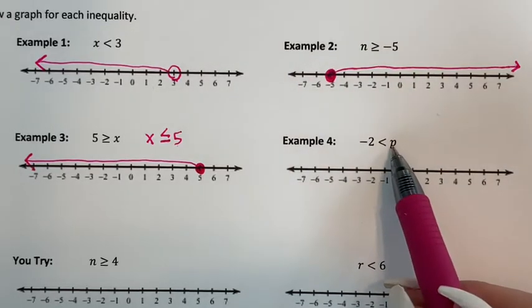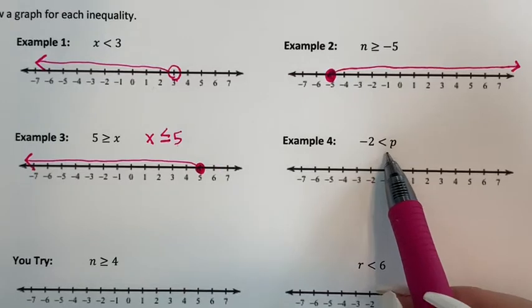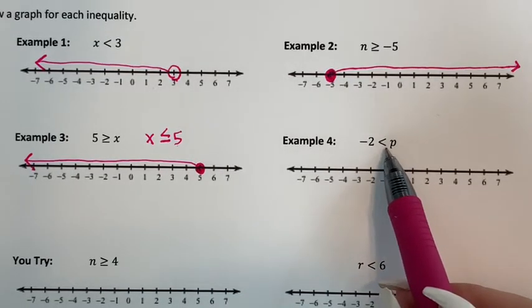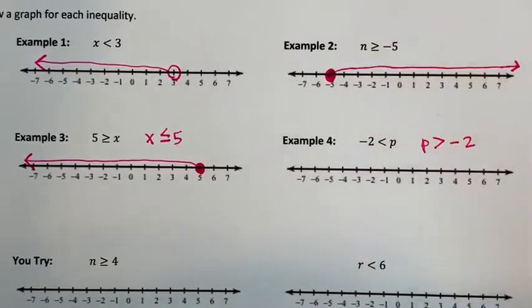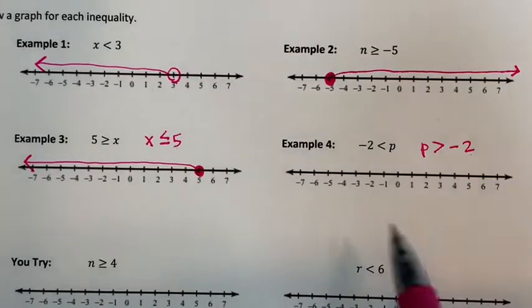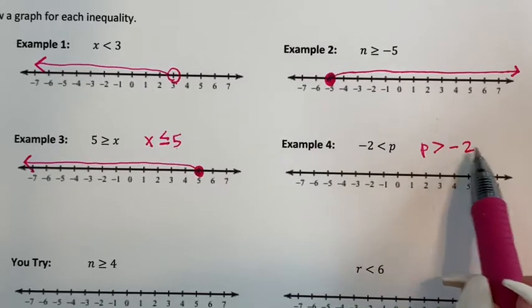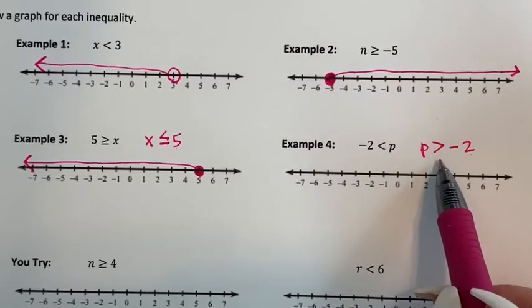Again, I see my variable is not on the left, so do not shade this as a less than on the number line. This reads p is greater than -2, so I'm going to prefer to rewrite it. P greater than -2. So find -2 on the number line. Because it's just greater than it, it does not include the -2. There's no or equal to bar. It's not equal to -2. It has to be greater than -2.